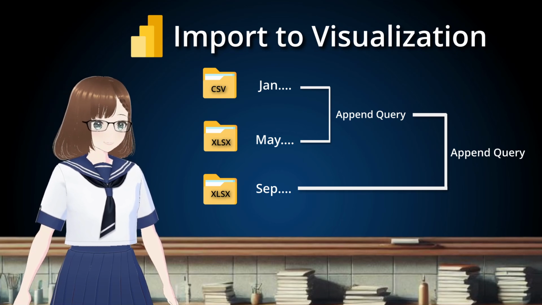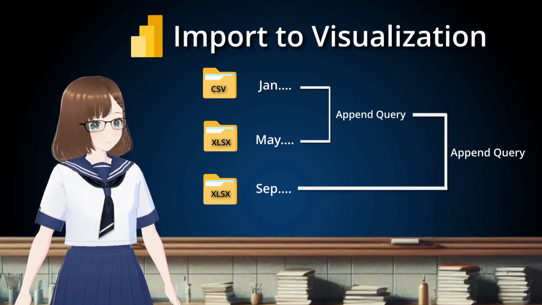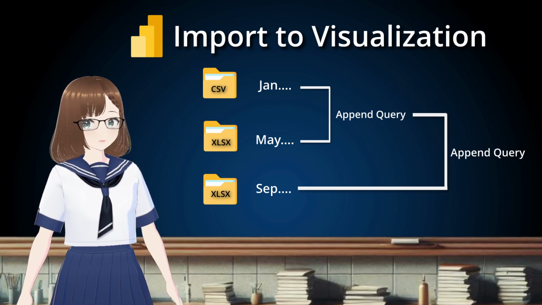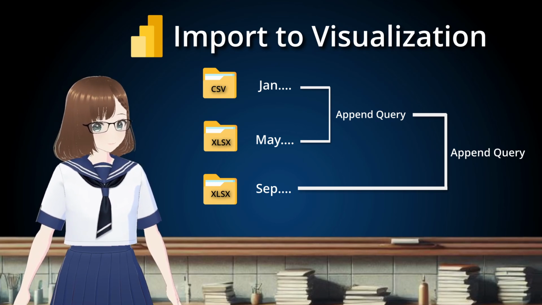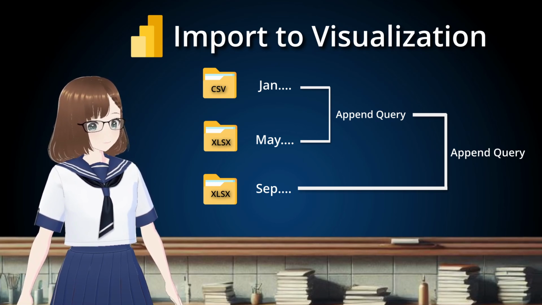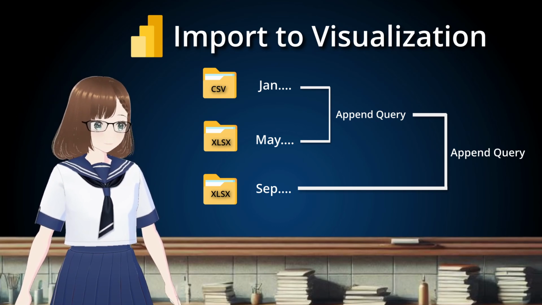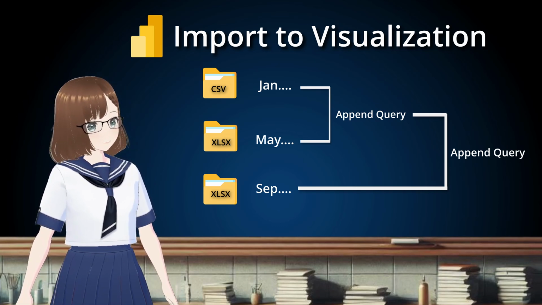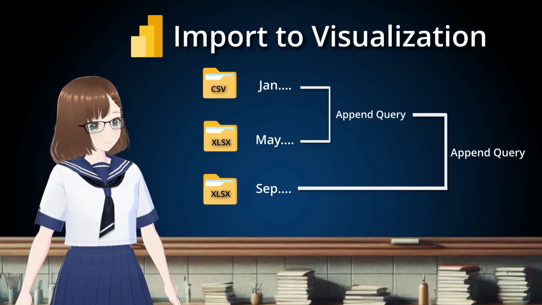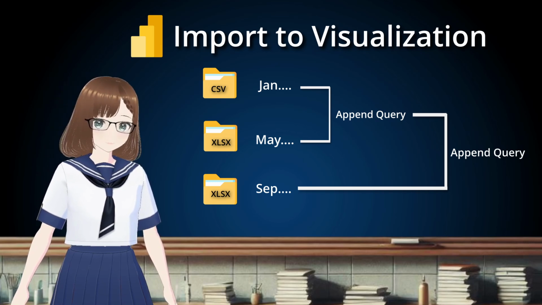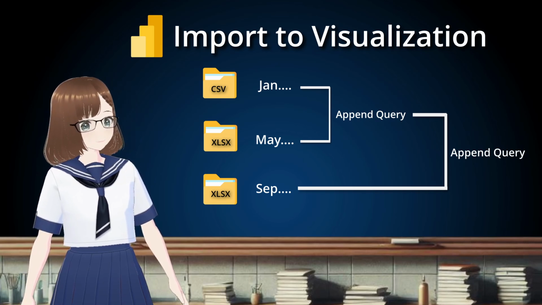Let's try importing and visualizing data with the following scenario. We have 2 folders. One contains CSV files for January to April. The other contains Excel .xlsx files for May to September. We'll import the data from these folders and perform an append query to combine them. After that, we'll visualize the results.